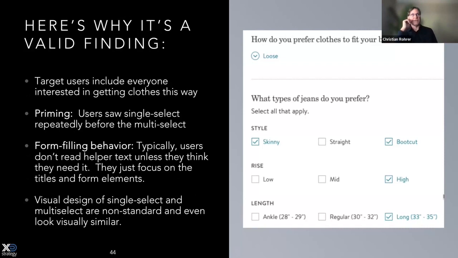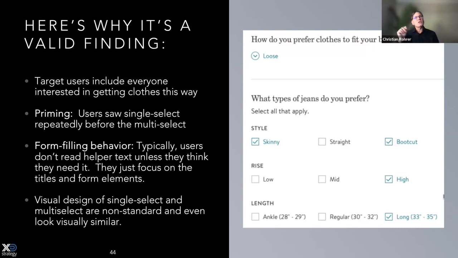So here's why I think this is a valid finding, even though there's only one observation. These target users, we said that these are valid users because they want everyone. But there were three things that happened here. There was a priming effect. As you went through, we saw single select, single select, single select, and it made you think that, oh, it's single select all the way through. It's like in my town of Carmel, it's a four-way stop, a four-way stop, a four-way stop, and people come to a two-way stop and they stop when they don't have to because they've been going through four-way stops forever. That's just priming. That happens to people. It's a known phenomenon, and that's what happened.